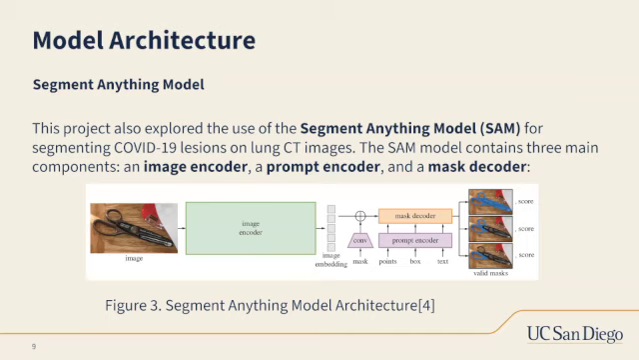And eventually, the mask decoder, which is a modified decoder block of the transformer model, will take the image embedding vectors and the prompt embedding vectors, and output a list of masks along with their confidence scores.